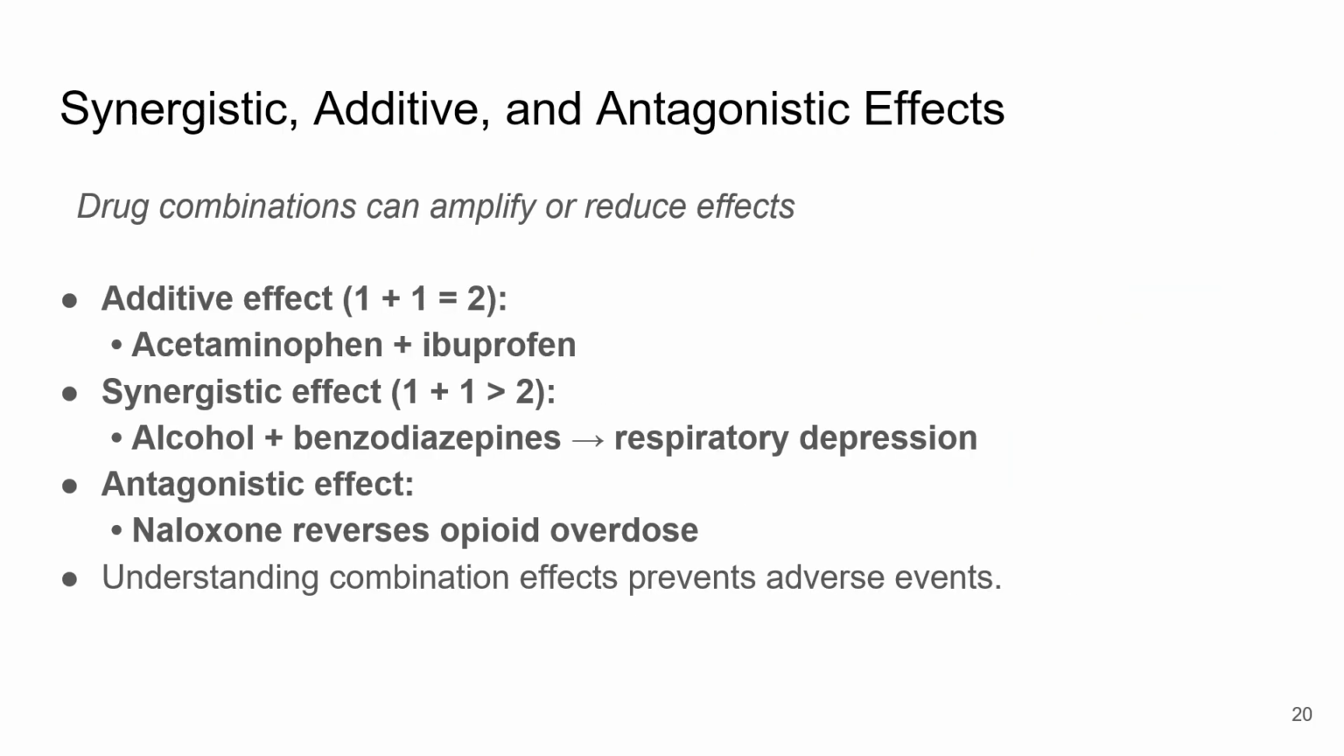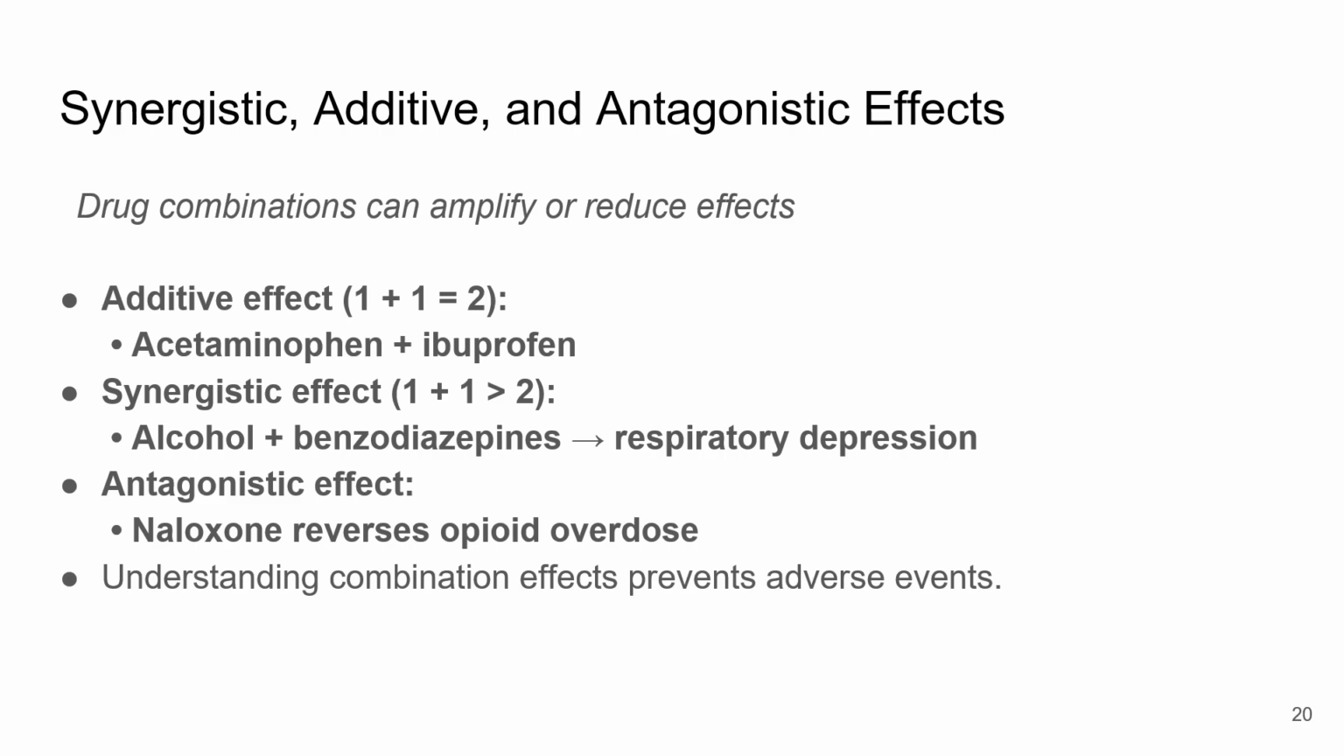So what happens when we put drugs together, when drugs are used at the same time? This, of course, happens very commonly in clinical practice. The first type of interaction is what's called an additive effect, where 1 + 1 = 2. Each drug contributes its expected effect, and the total response is predictable. An example is acetaminophen or Tylenol being combined with ibuprofen. They work through different mechanisms, but together they provide greater pain relief without amplifying toxicity when used appropriately.